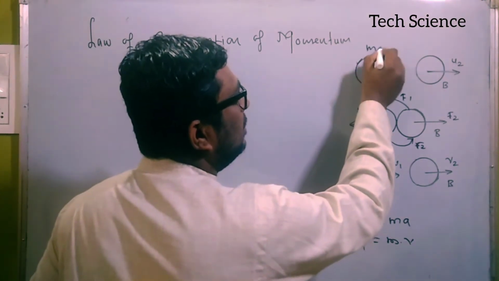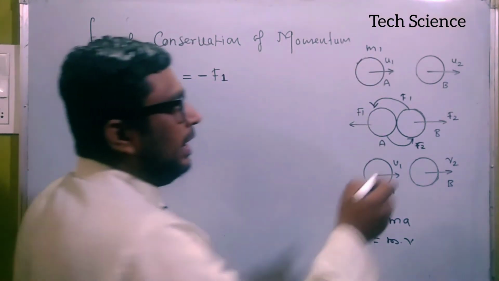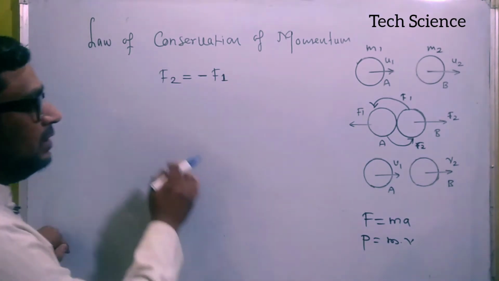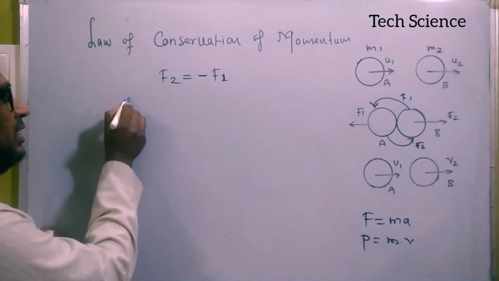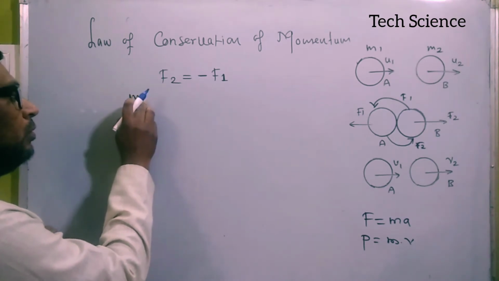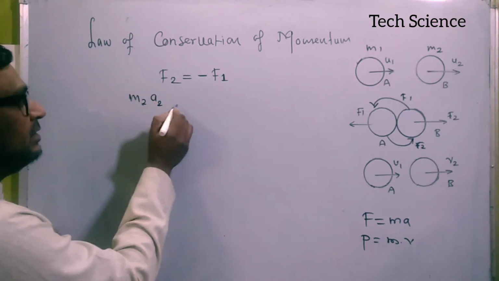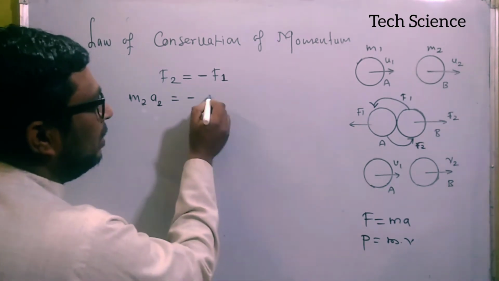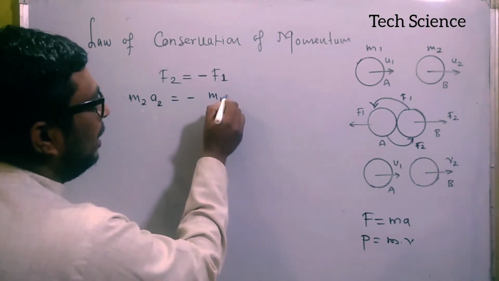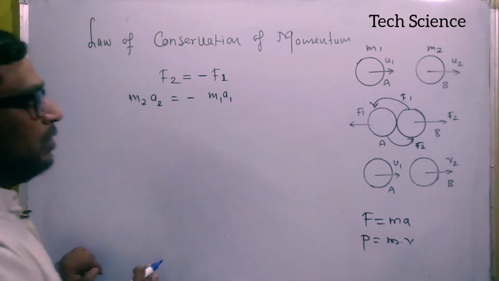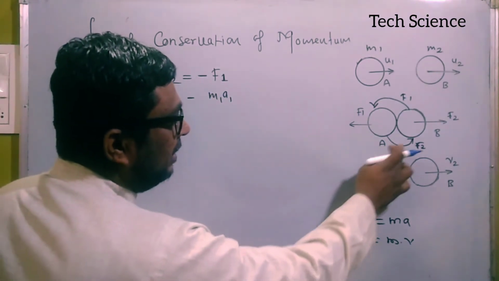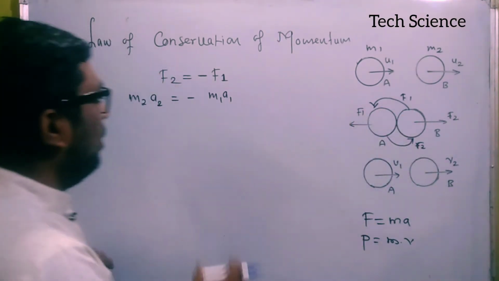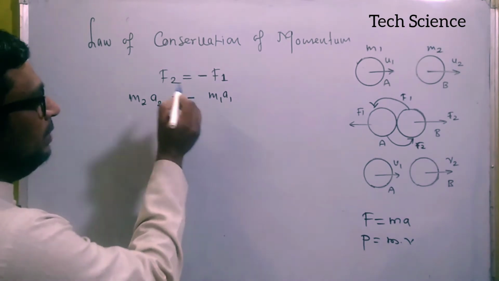So let us consider the mass of A is m1 and the mass of B is m2. In that case, what is the formula for F2? F2 is nothing but m2 a2, which is equal to minus F1. For F1 we have m1 a1, because F1 is the force exerted by B on A, and F2 is the force exerted by A on B. They are opposite, that's why I am taking the minus sign.